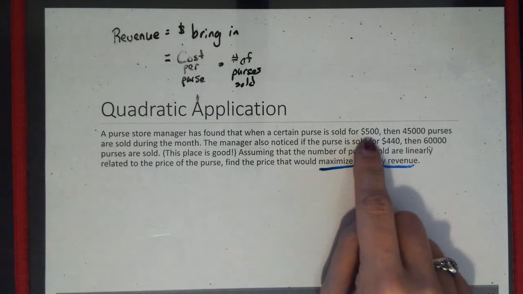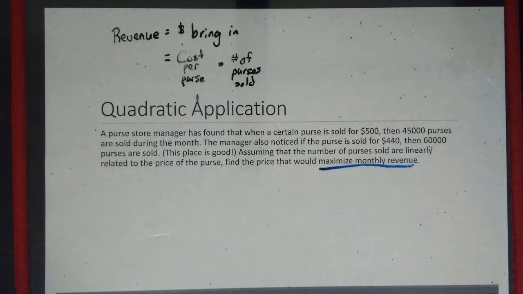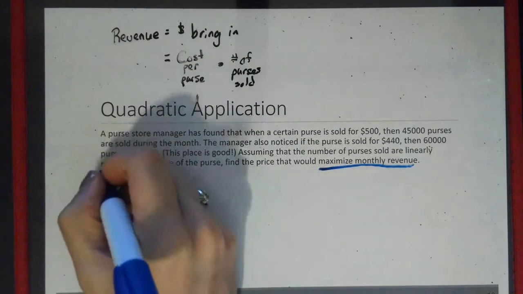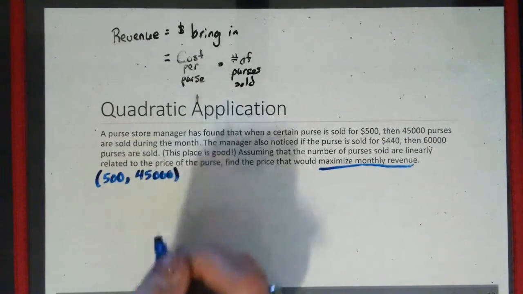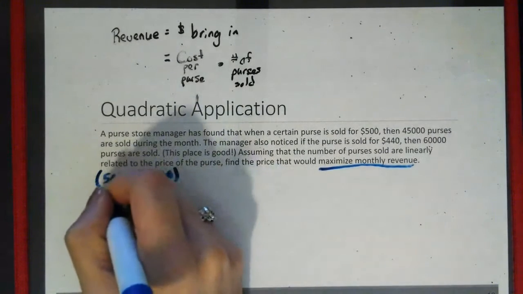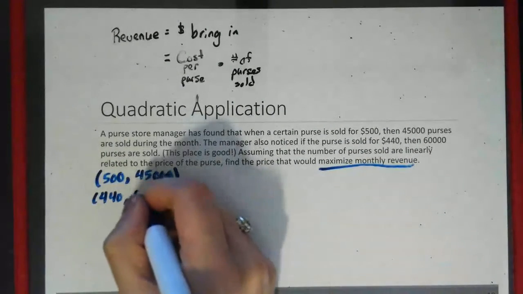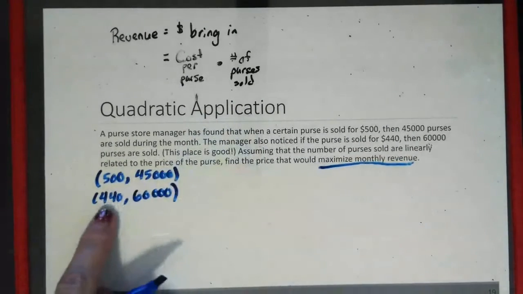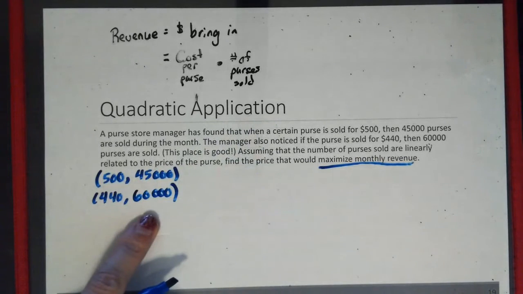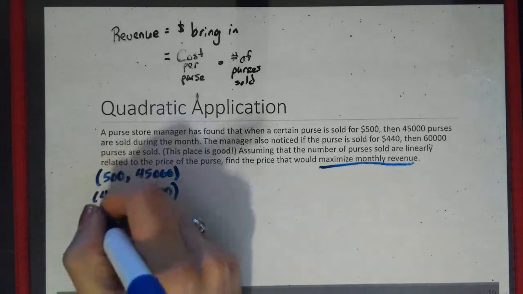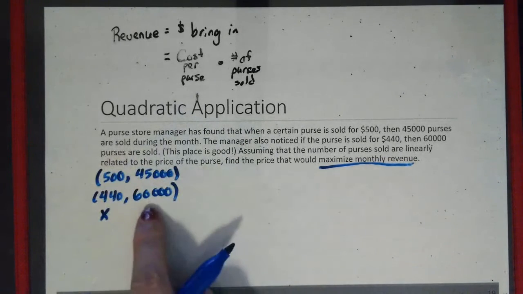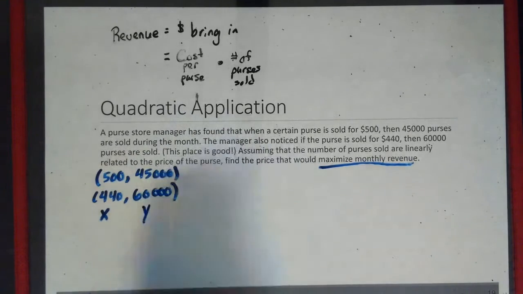Well, we see some sort of relationship here between the cost of the purse and the number of purses sold. And I kind of see this data being grouped as though 500, 45,000 and 440, 60,000, because it says when this happens, that happens. So that means that the price we're selling them at is going to be our input variable, think x, and the number sold is our output variable, y.